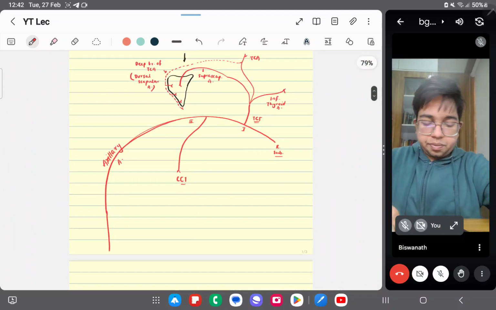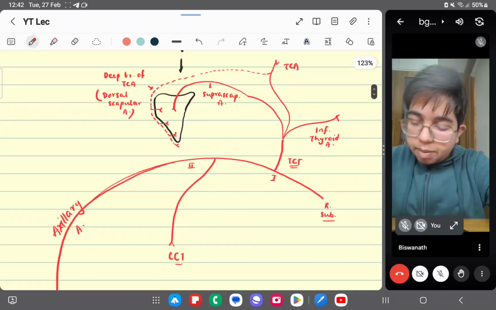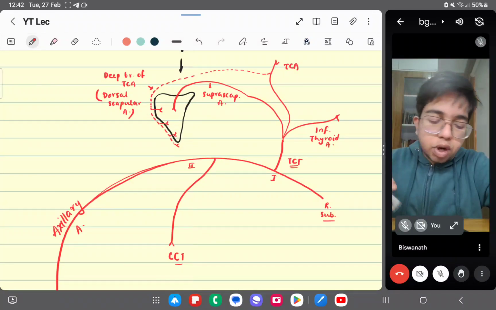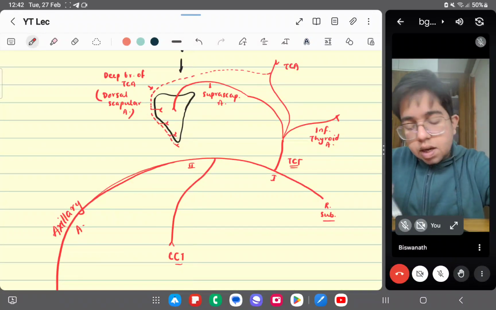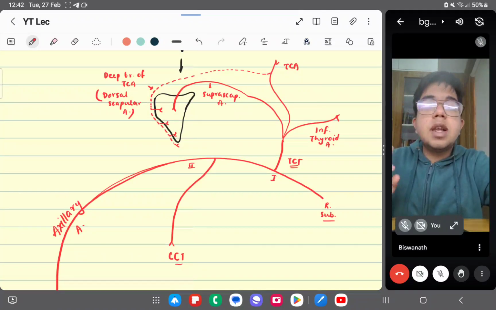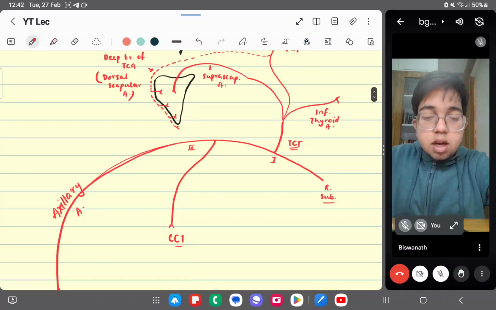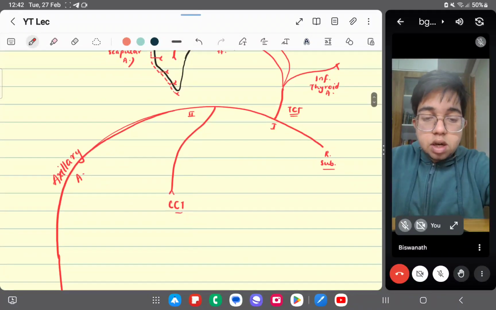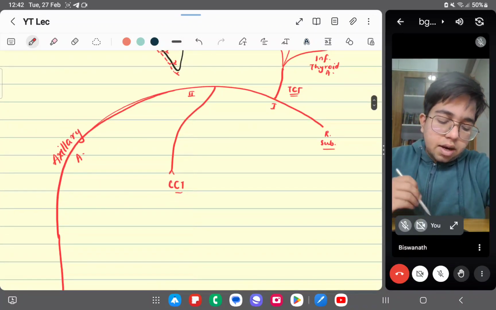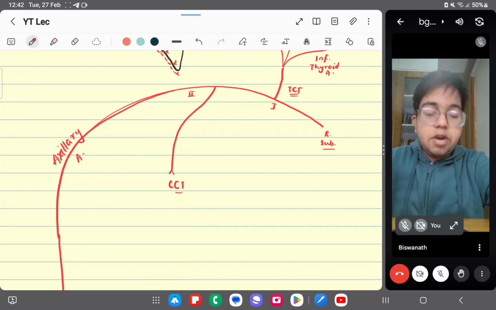So what about this? I told that right subclavian, TCT, inferior thyroid, TCA, suprascapular. Suprascapular comes in front of scapula. Deep branch of TCA is moving downwards and giving branches contributing to scapular anastomosis. We'll see the scapular anastomosis a bit later, because we are still in the shoulder region, not up to the scapular region. And the axillary artery, the subclavian artery basically is continuing as the axillary artery.